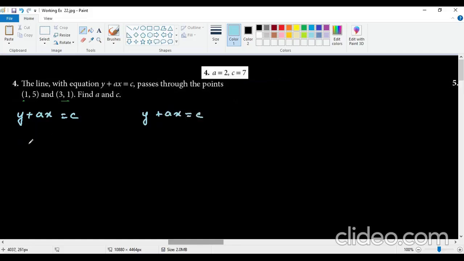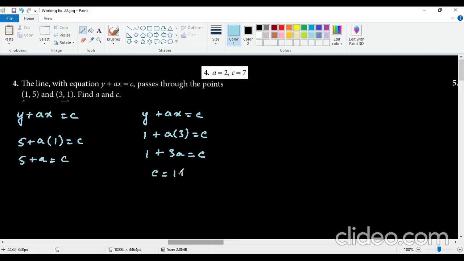First I will write the value of x and y. Y is 5, plus a, x value is 1, equals c. That means 5 plus a equals c. Now second point: 1 plus a, x value is 3, equals c. So that means 1 plus 3a equals c. Now this means the value of c is 1 plus 3a.